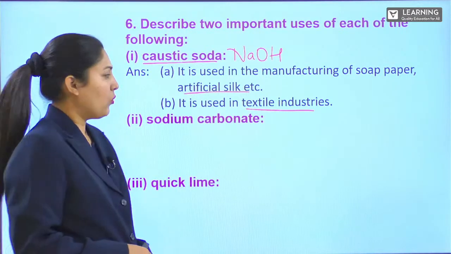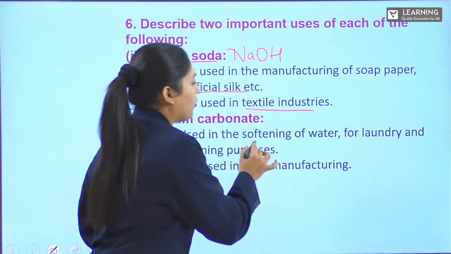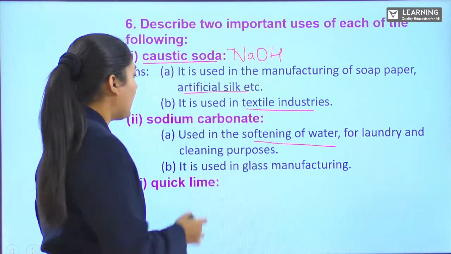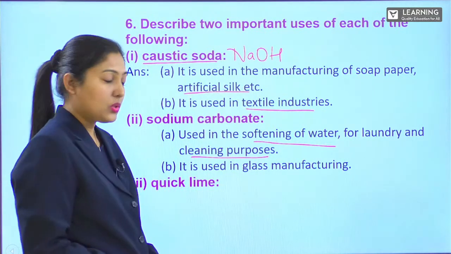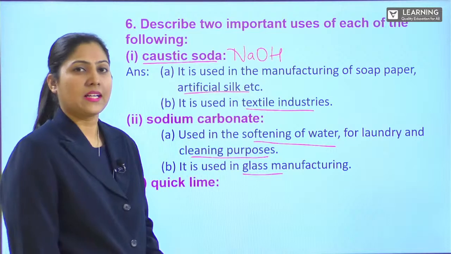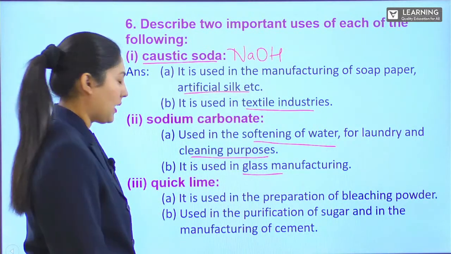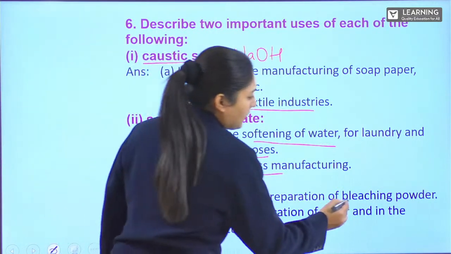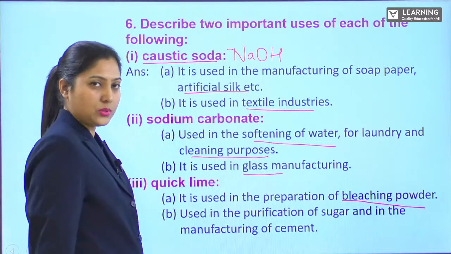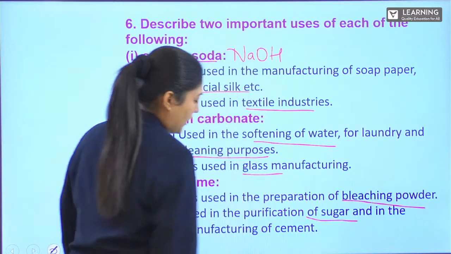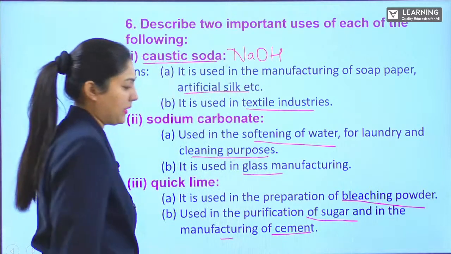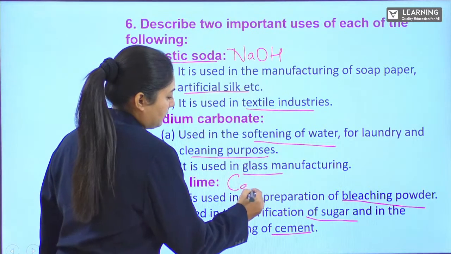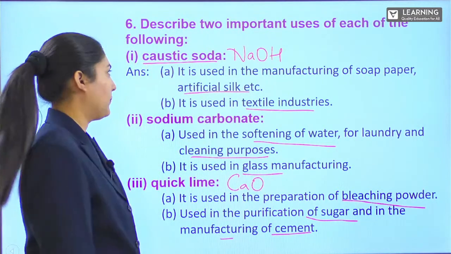Sodium carbonate. Where do we use this sodium carbonate? For softening water. We can also say for laundry and cleaning purposes. And also it is used in manufacturing of glass. Next, quicklime. Where do we use this quicklime? It is used in preparation of bleaching powder. It is also used in purification of sugar and in manufacturing of cement, right? What do you mean by quicklime? CaO. You remember this? Good.